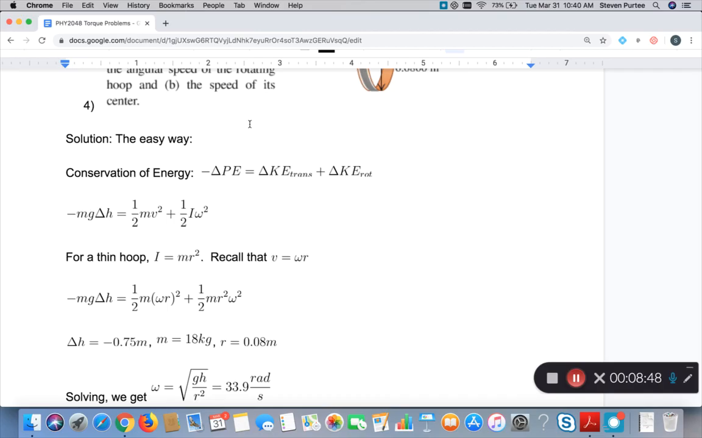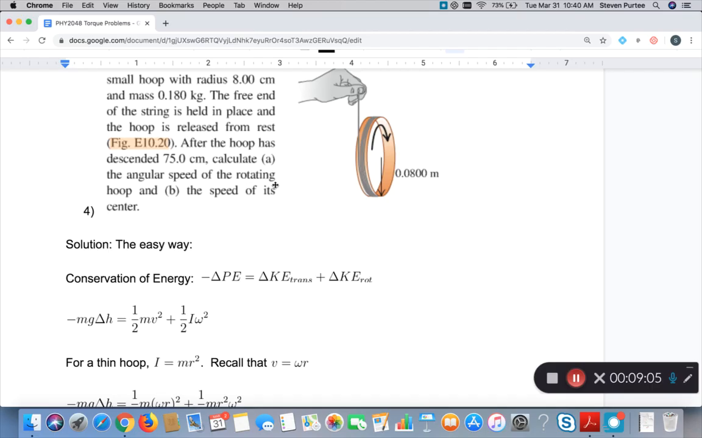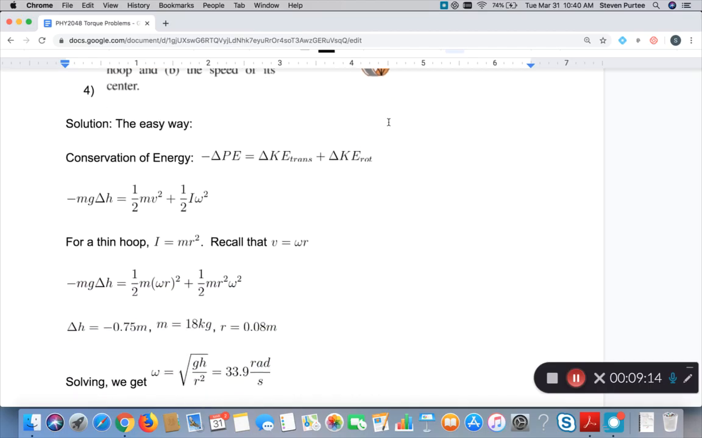By far the easiest way is using conservation of energy. All of our potential energy that we start with will get converted to kinetic energy, and we have 2 different kinds of kinetic, translational and rotational. So I'm setting potential energy equals 0. I'm setting height of 0 down at the bottom, so my initial height will be 75 centimeters, and my final will be 0. The change in potential will be my translational.